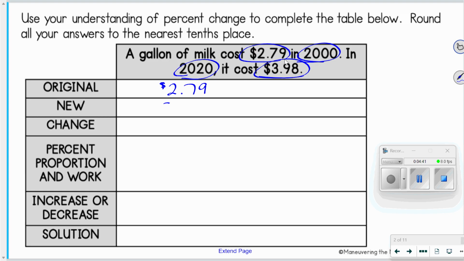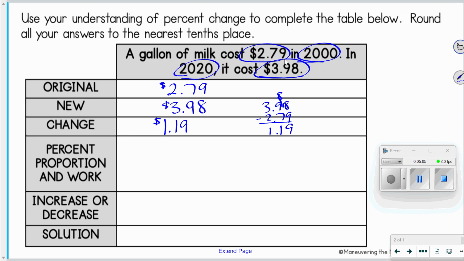$3.98. So that's the other one. If you're marking your text, this should be actually really easy to pull out. What was my change? How do I find the change? Subtract it. So I'm just going to take $3.98 and I'm going to subtract the $2.79. Need to borrow, gives me a 9. I've got a 1 and a 1, so my change was $1.19.